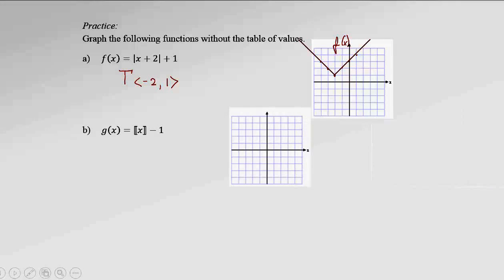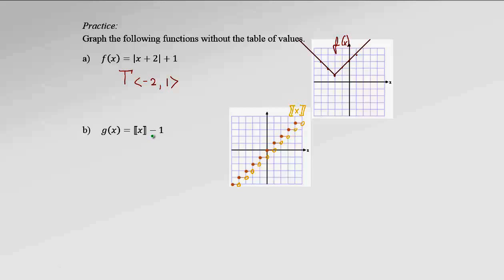Let's try the next function. Oh, this time we refer to the greatest integer function. So let's recall the basic shape. It looked like this. Remember, that's a step function. This is just greatest integer of x. It has the left-hand point included and the right-hand point excluded on every step. So it looks really like this.